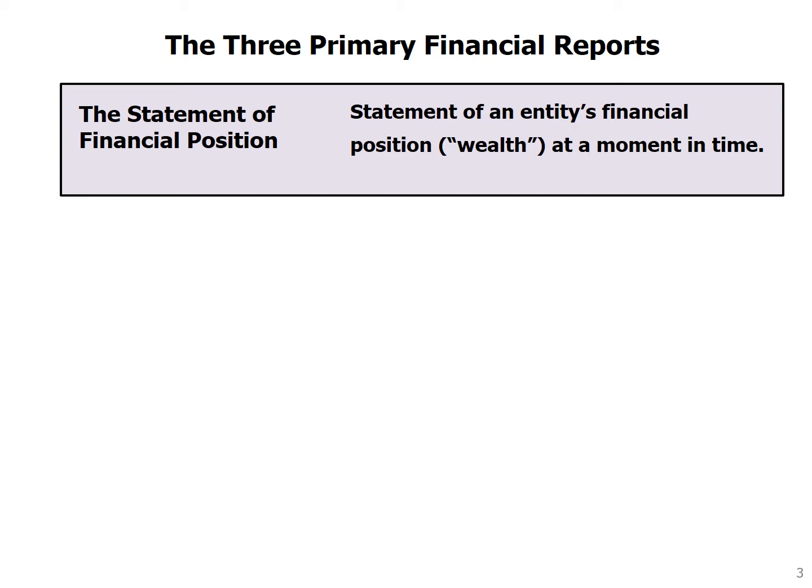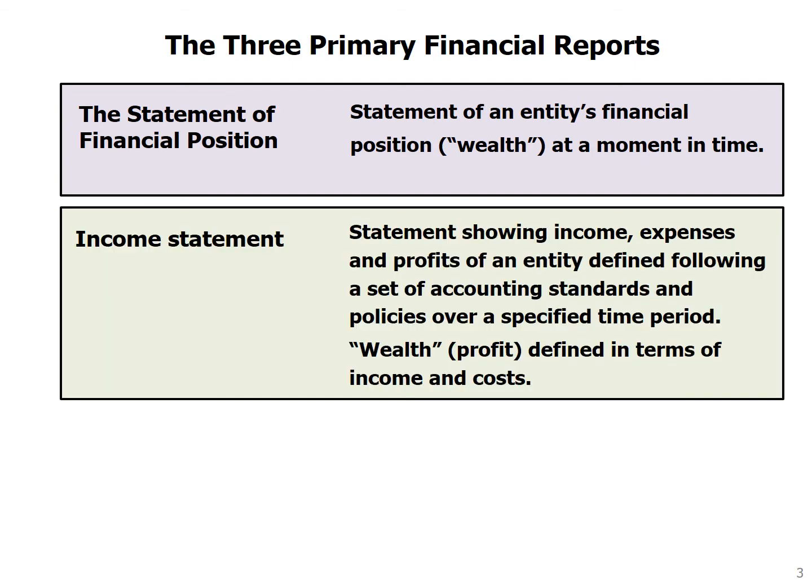I'm going to start by reviewing the three primary financial reports. The first and the oldest of the reports is the Statement of Financial Position, formerly known as the balance sheet. This is a statement of an entity's financial position, its wealth if you like, at a moment in time. We then have the income statement.